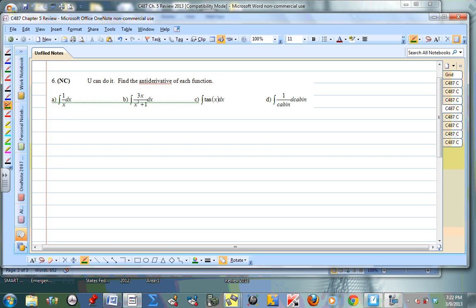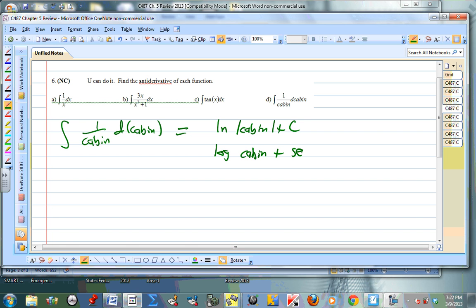In part D, we have to integrate 1 over cabin d cabin. Well, hopefully you recognize this is the natural log of cabin plus a constant. Well, if you think about it, natural log of cabin, it's log cabin plus a C, plus sea. Well, some people call a natural log cabin on the sea a houseboat.